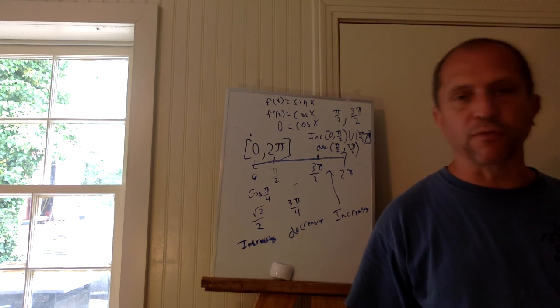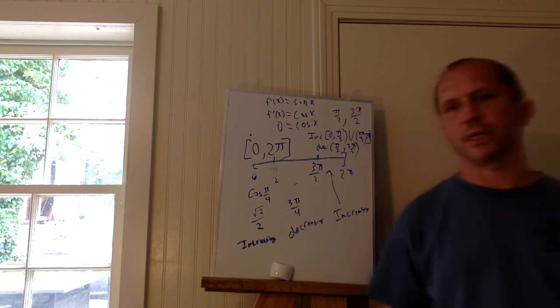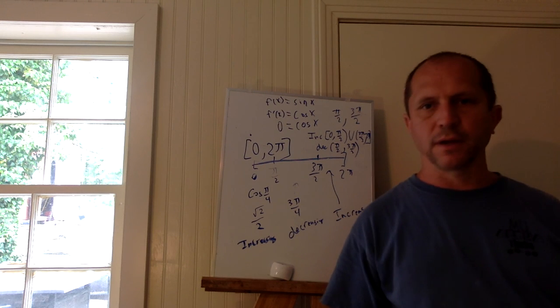Well, that would be good for right now. 17 to 37. Again, do the odd problems so you can check your problems in the back of the book.